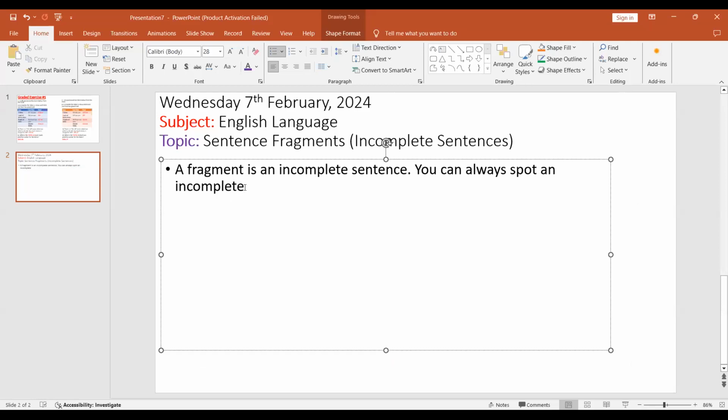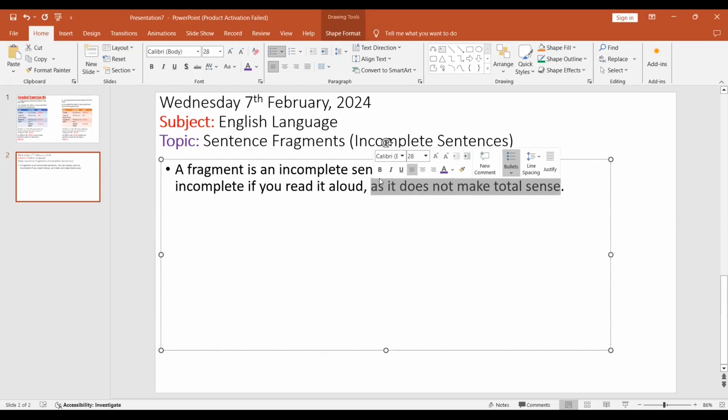You can always spot an incomplete sentence if you read it aloud, right? Because it's not going to make sense. It does not make total sense. And so that's how you know it's not a complete sentence. It doesn't make total sense. That's very important there.